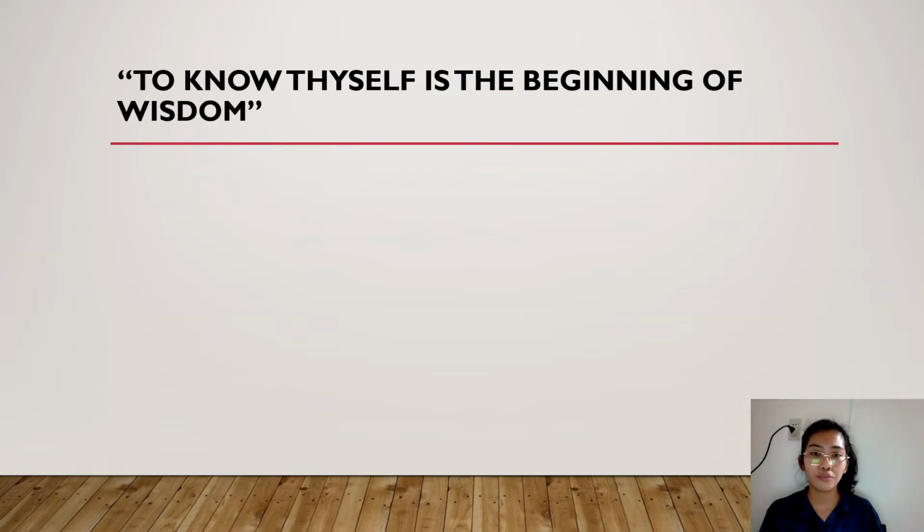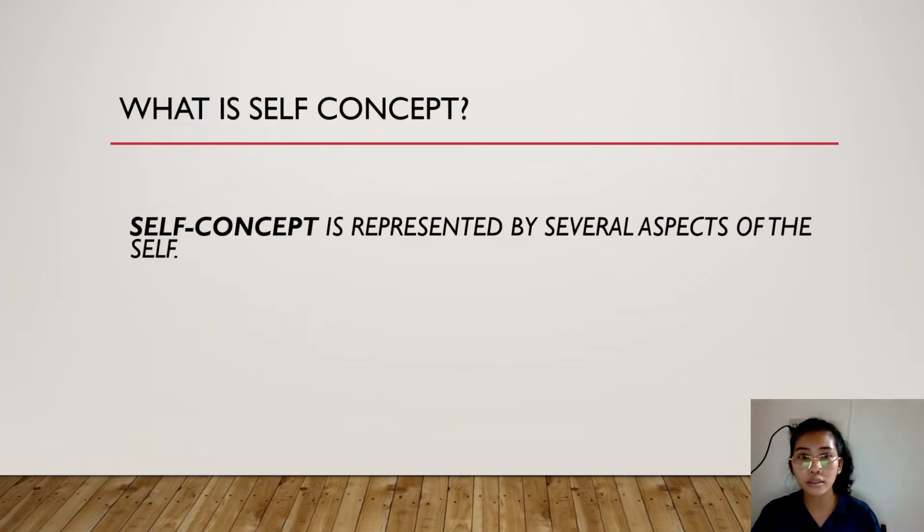To know thyself is the beginning of wisdom, as stated by Socrates. This saying is connected to our self-concept. What is self-concept? It is conceived as a collection of multiple context-dependent selves. A deeper look into the different aspects of self can identify specific areas of self-regulation, stability, and improvement. So, self-concept is represented by several aspects of the self.